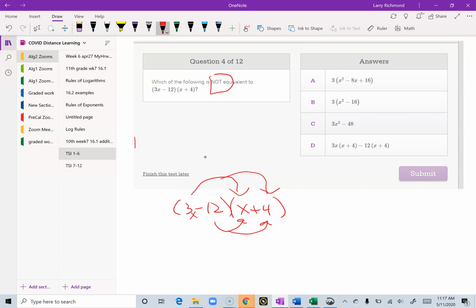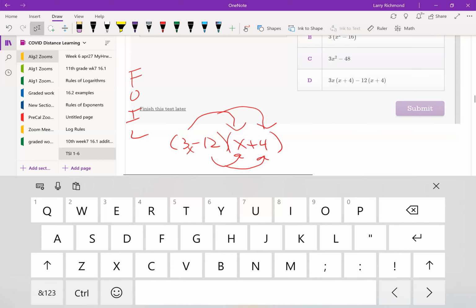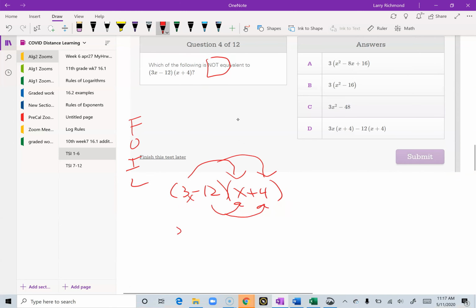Remember the acronym FOIL if you find it helpful. First, outer, inner, last. The first is 3x times x. That's 3x squared. The outer product is 3x times 4. That's 12x. The inner product is negative 12 times x. That's a minus 12x. The last two terms in each of our binomials is negative 12 times plus 4. That's a minus 48.